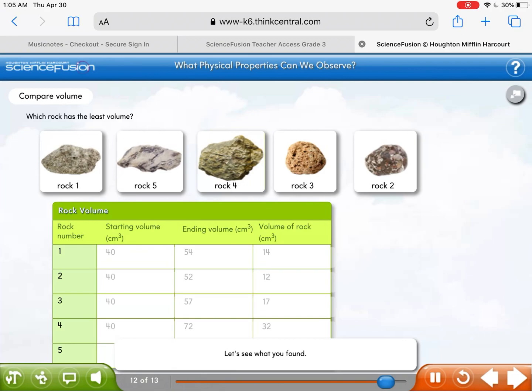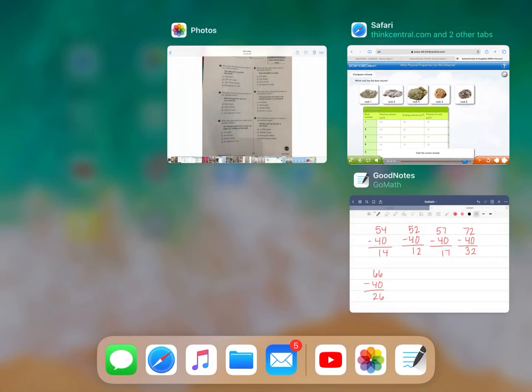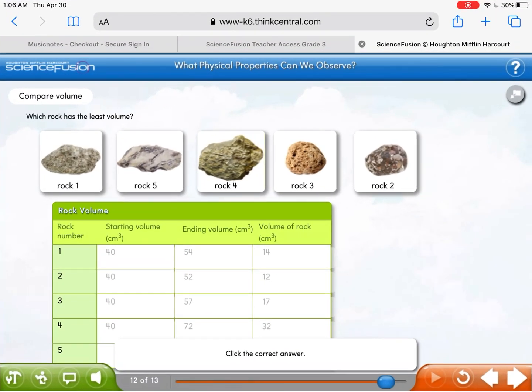Reset. Let's see what you found. Which rock has the least volume? Click the correct answer. All right, so we have 14, 12, 17, 32, and the last one was 26.